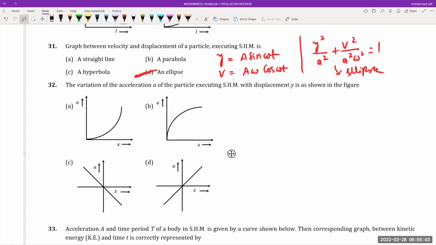Next one, the variation of acceleration a of a particle executing SHM with the displacement y will be equal to how much? a is equals to minus of omega square into x, यानी a is equals to minus of m into x से प्लॉट करोगे तो will be getting a straight line with negative slope, so C will be the answer.